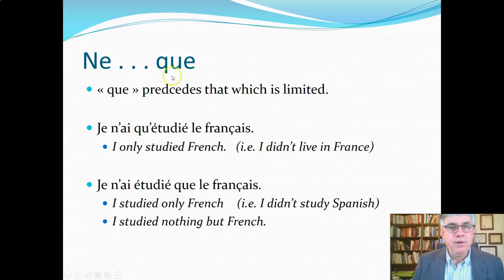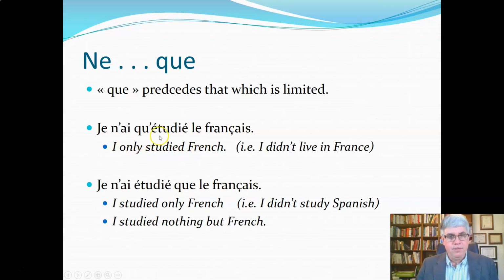Now, in these expressions ne and que, the que precedes that which is limited. Je n'ai qu'étudié le français. We've got the je and the avoir, I have, and then the ne que is in front of étudier, the past participle. So studied is what is limited. So I only studied French. I didn't live in France. How did you learn French? I only studied French. I did nothing but study French, would be a way of saying that.